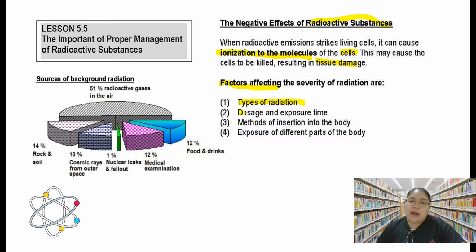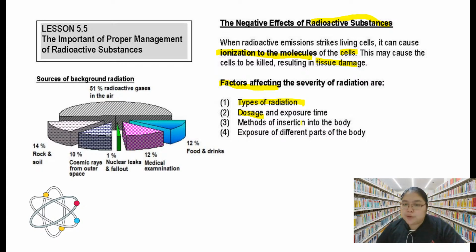After that we have dosage. You put in how many half-lives, how much quantity, and then how long it stays. That one is the exposure time. Third, the method: injection into your body. Either you take the medicine, or you go for an injection. This is a different factor affecting your body.